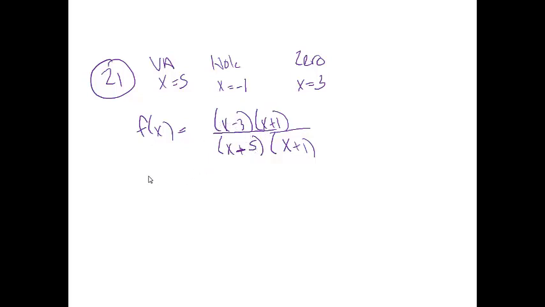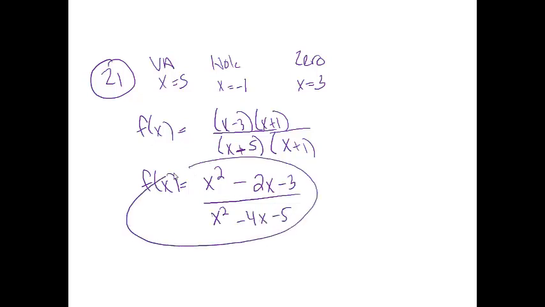And then from here it says we can't have any parentheses. So if I multiply that out, I'll get (x² - 2x - 3) all over (x² - 4x - 5). So that would be a possible function.